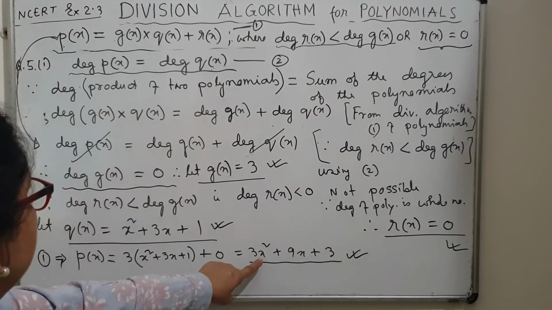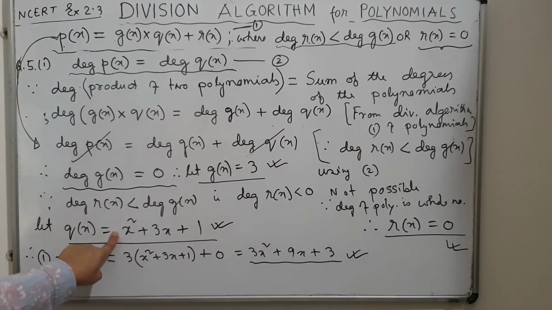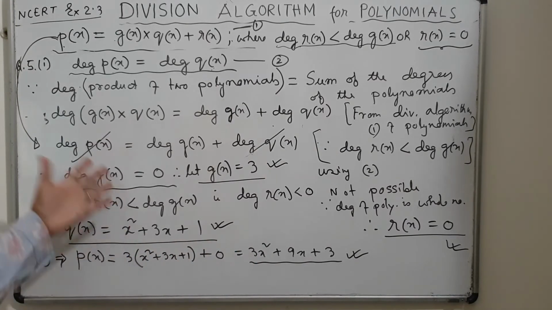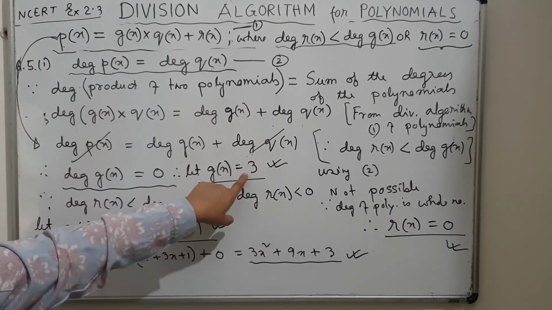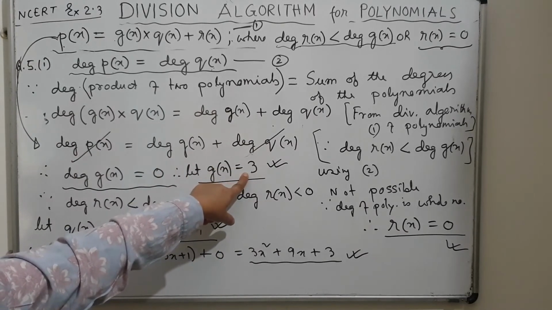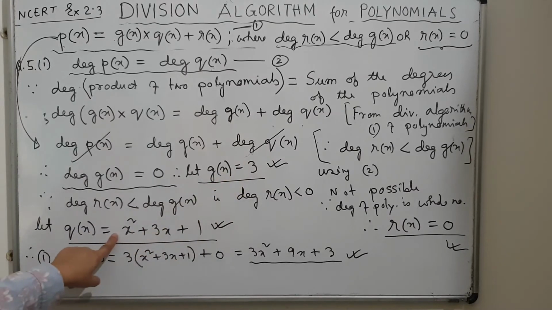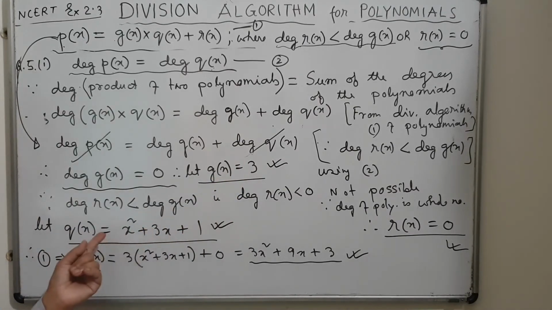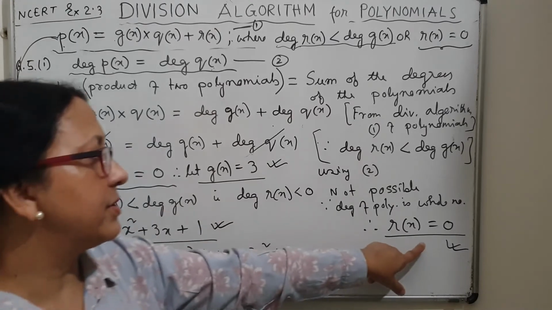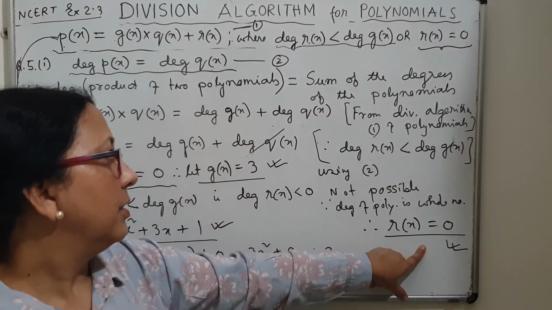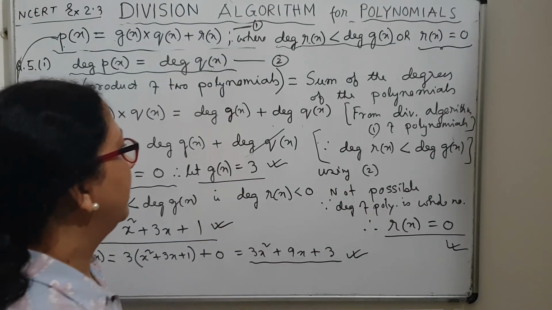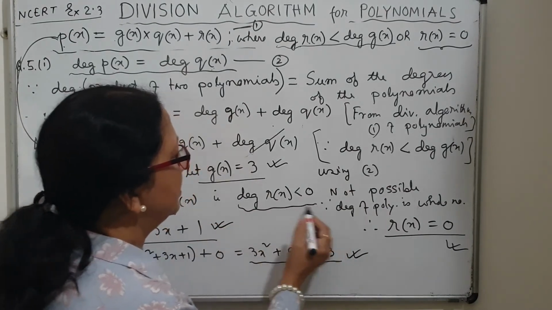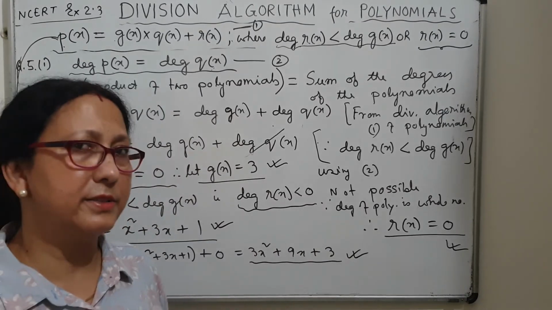Degree of p(x) is 2 here, q(x) degree is also 2. So again I can give another set of examples. What will you do here? You can change g(x). You can take 5, 2, 7, anything. And here q(x) also you can take a linear one. And r(x) will always be 0, remember. Because of this, r(x) has to be 0 in all the cases.